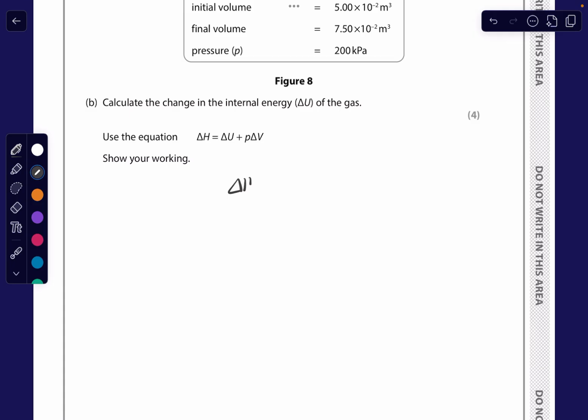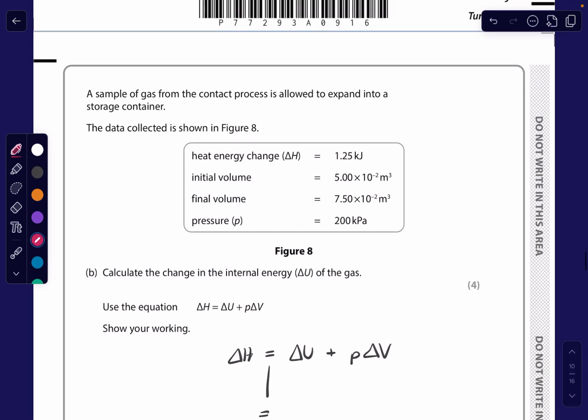So delta H equals delta U plus P delta V. Yes, I already know it's there. Now my next step, I'm just going to substitute the values that I can see. Let's have a look at what we've got.